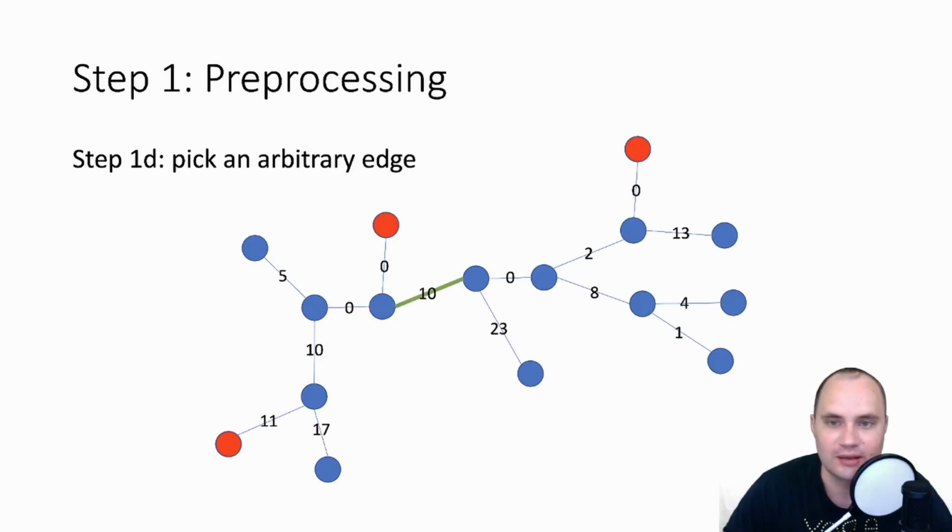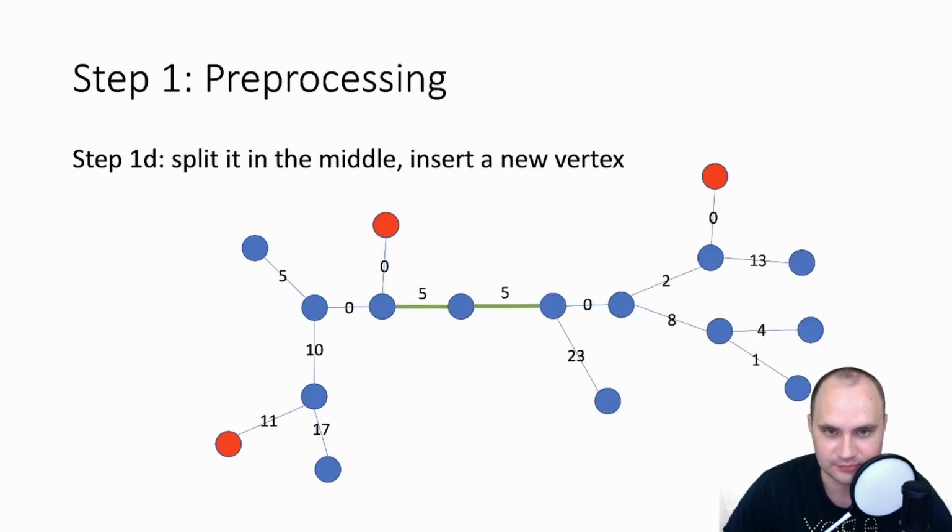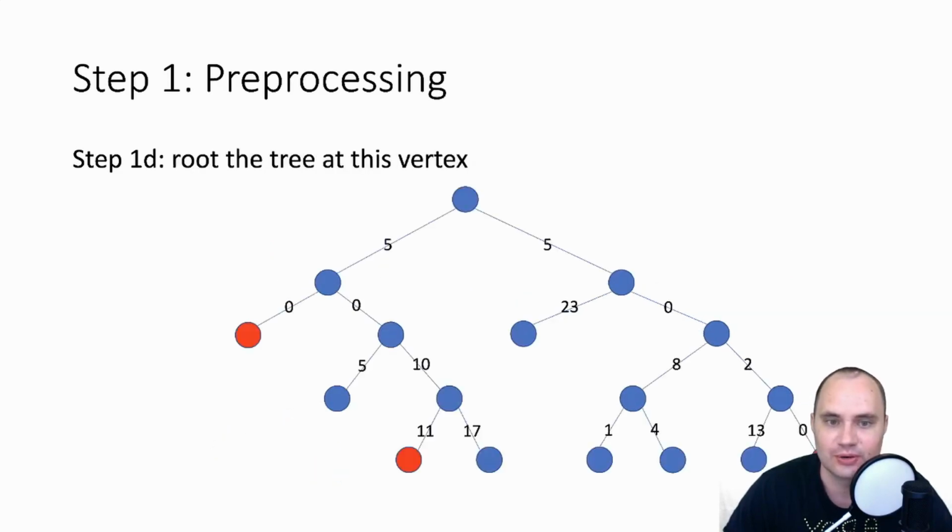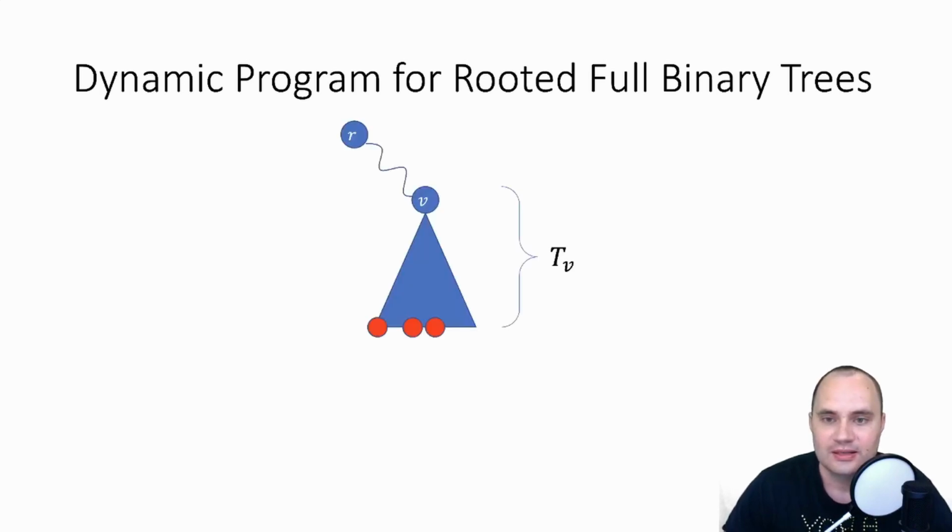Then we pick an arbitrary edge, highlighted in green here, we split it in the middle by inserting a new vertex, and we designate this new vertex to be a root, and then we root the tree. This way we get exactly a full binary tree where all agents appear as the leaves. So now we're going to assume that this is the input, and we need to solve the problem for these types of input. This is going to be handled by a dynamic program that we designed for rooted full binary trees.